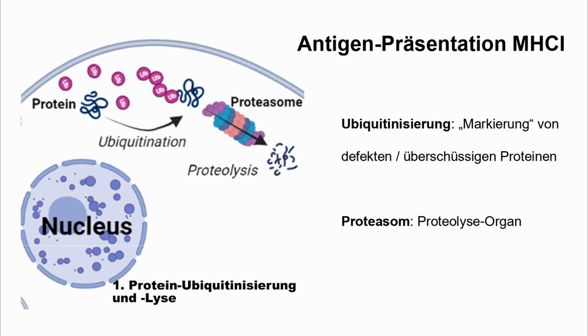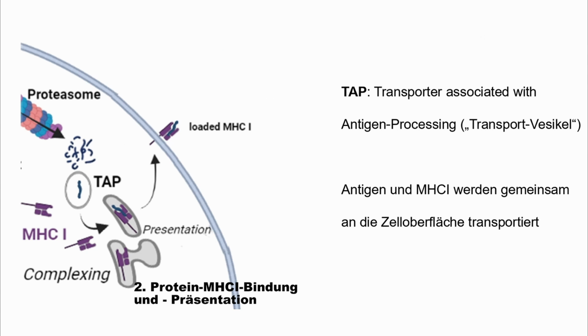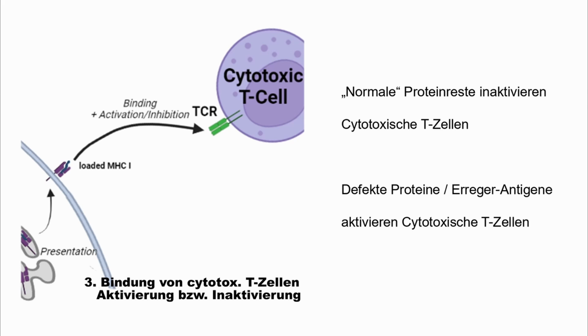In the next step, MHC molecules are again complexed with our antigens. This time, it is about MHC1 molecules, which are presented with the different antigens on the outer wall of the cell. A transport vesicle is again responsible for transporting the antigens from the endoplasmic reticulum to the cell membrane. This has the name transporter associated with antigen processing. As soon as the antigen with the MHC1 molecule is on the outer cell membrane, a cytotoxic T cell can bind to this MHC1 molecule with its T cell receptor.